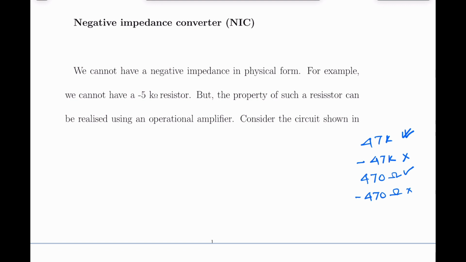This is clear that a negative impedance cannot be realized in a physical form.